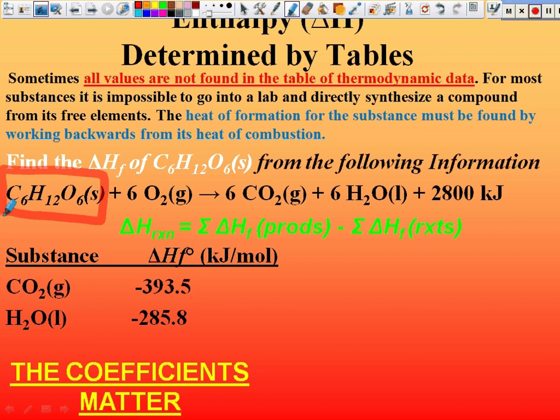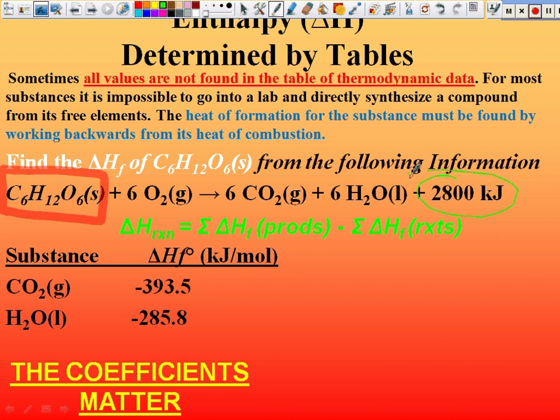Specifically, every time you have a mole of glucose, it will release that amount of energy, 2,800 kilojoules. For how many moles of glucose? 1 mole of glucose. So here's the question. Find the delta HF of glucose from the following information. So what are they actually asking you for? They're asking you for a part of the entire reaction.